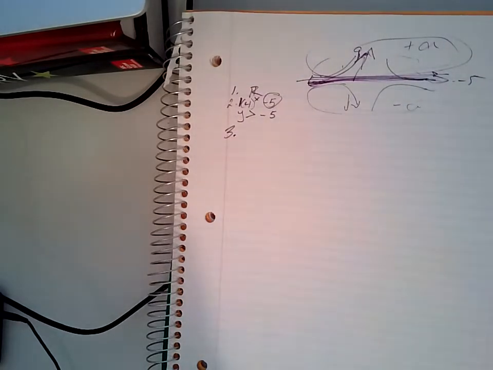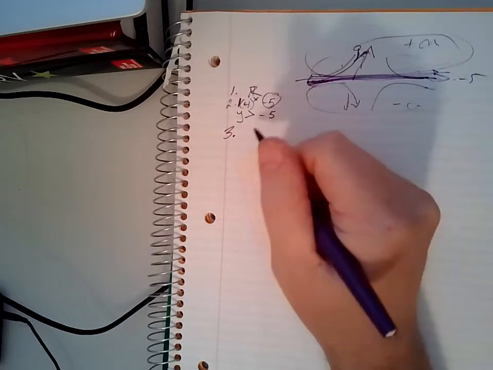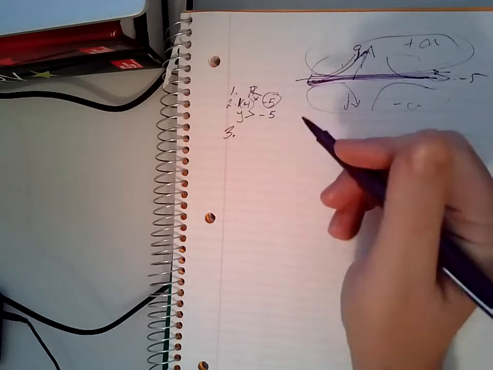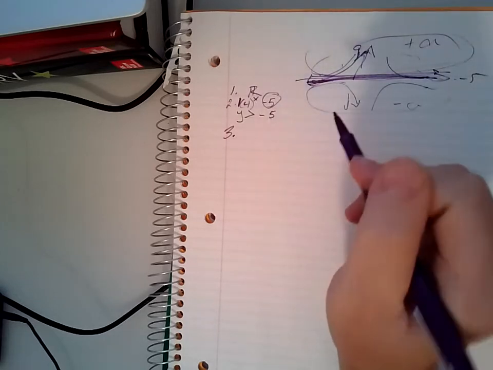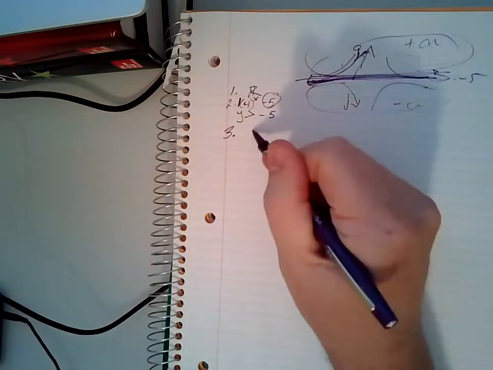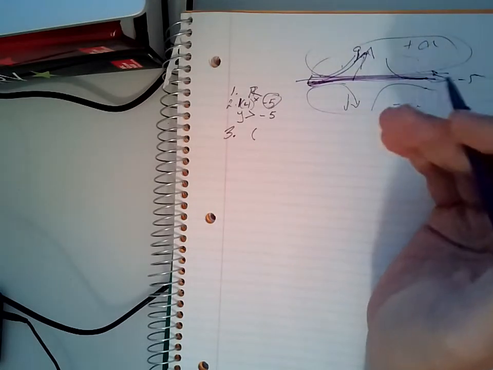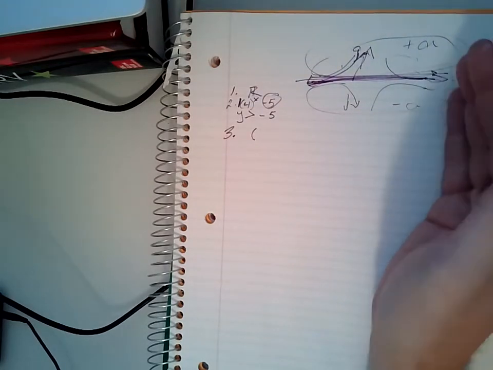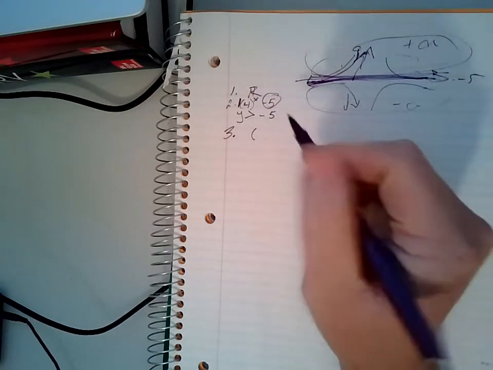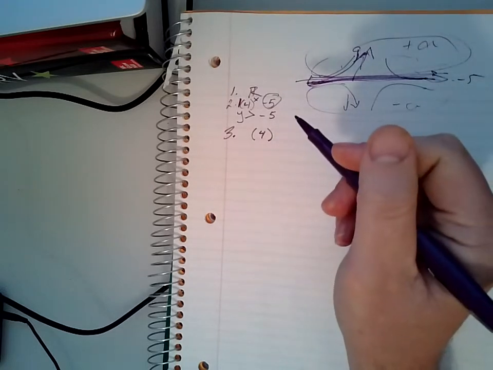Number three says a culture of bacteria quadruples every hour. So that tells us that it's growing. And how much is it growing? It's growing by 4 times. So quadruples, triples, doubles, those words tell us what our B is. We don't have to do 1 plus or 1 minus. When it says doubles or quadruples or whatever, that's the number. Quadruples means times 4, so we know 4 goes inside the parentheses as B.